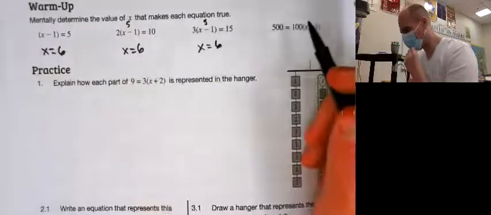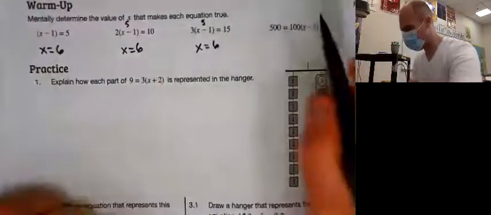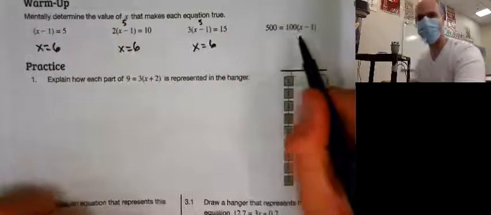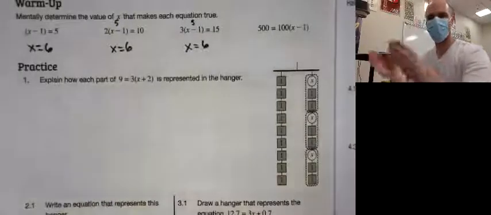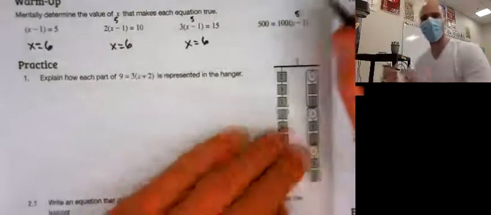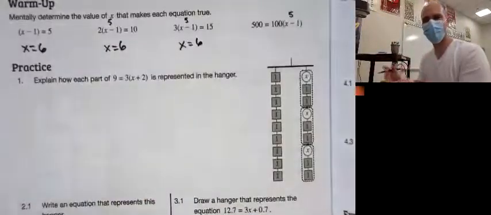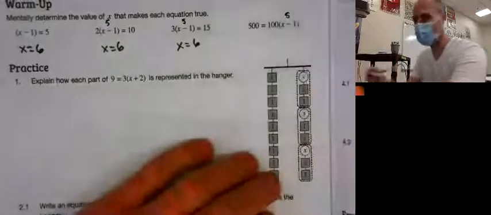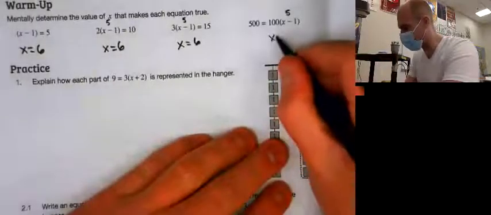All right, and on the last one here, it says 500 equals 100 times this quantity x minus 1 again. And I know that if it was 100 times 5, we'd have a true equation, right? 100 times 5 is 500. So x minus 1 has to equal 5. And so x is going to equal 6 again.